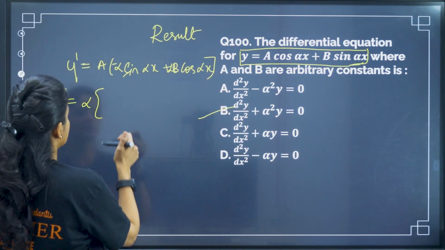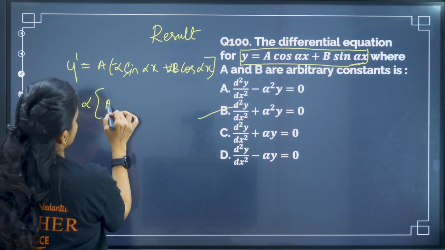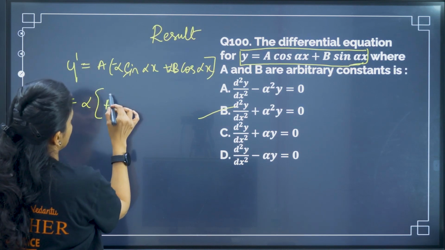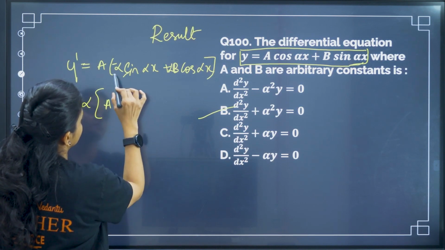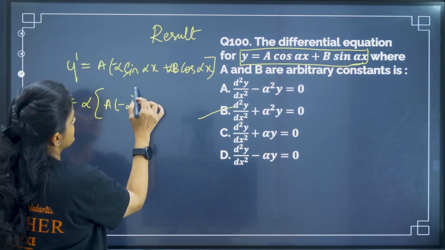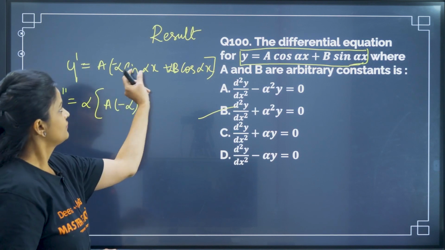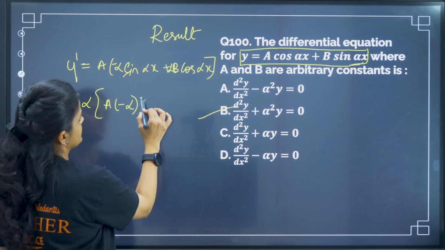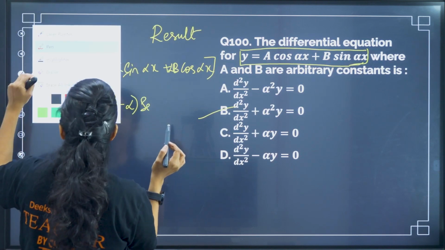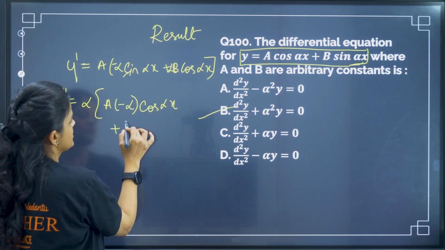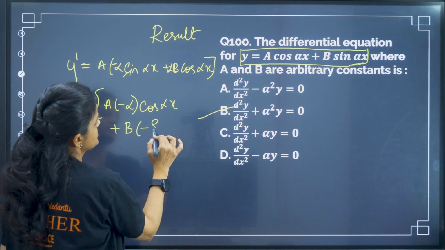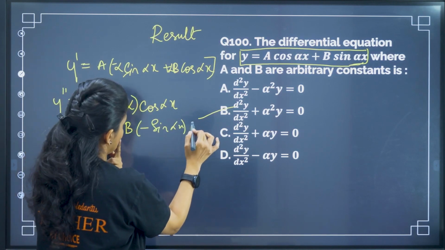So again I'll get a negative outside. So a is as it is. A also I can write out. Once again minus alpha as it is for this alpha. One alpha I have kept outside. Okay. Sine becomes cos, cos alpha x. And alpha I have kept outside. B minus sin alpha x into alpha.